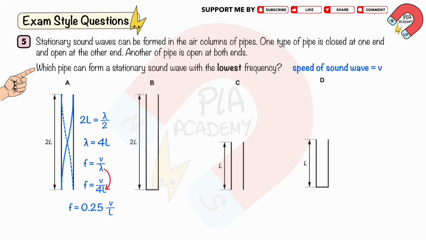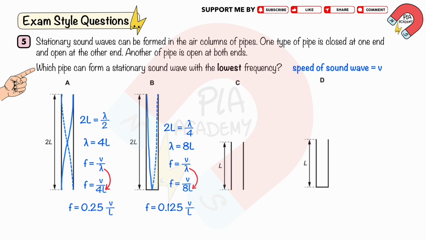Choice B. Consider a pipe closed at one end. The lowest frequency, or fundamental frequency, standing wave has a quarter wavelength pattern, half loop, as shown. A half loop is equivalent to a quarter wavelength. So, 2L equals 1/4 lambda, and lambda equals 8L. Using the equation, the frequency f equals speed v over wavelength lambda. Substituting lambda equals 8L, f equals 0.125 v over L.